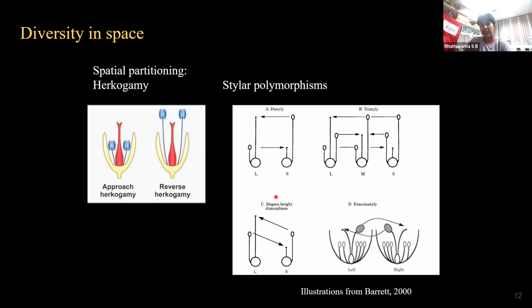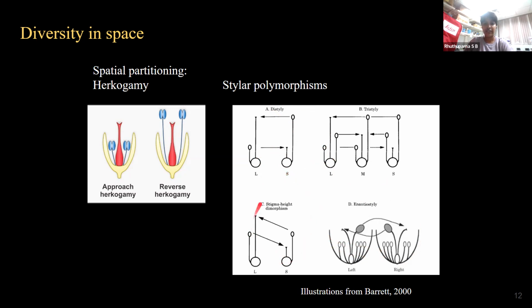So here there are three different kinds of stylar polymorphism. The first one is heterostyly, which includes distyly and tristyly. The second is stigma height dimorphism, and the third one is enantiostyly. Heterostyly, which includes tristyly and distyly, is a polymorphism in which populations are composed of morphs that differ in the height of stigma and anther. So there is a reciprocal arrangement of stigma and anther in two different floral morphs.